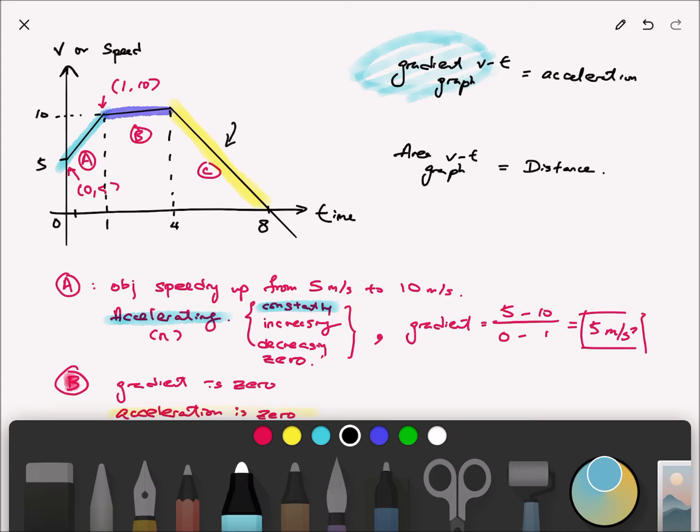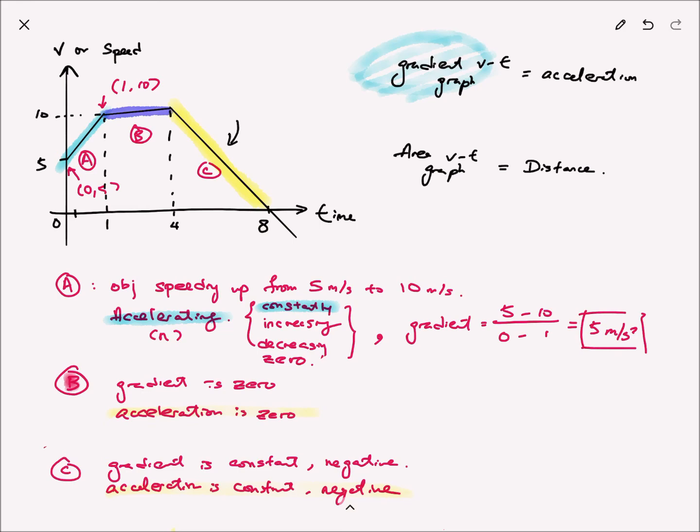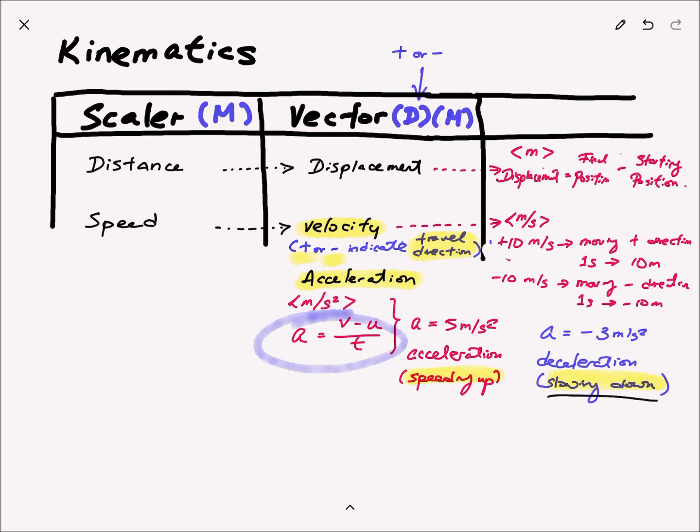A lot of you, when you look at a slope that is negative, may think that the object is returning to its original position. That is wrong. Throughout A, B, and C, the velocity is positive, and it means that throughout A, B, and C, it is still moving in the positive direction. So please do not confuse that, if the slope is going down, it means that it is returning to its original place. No. A negative gradient just means that the acceleration is negative, and negative acceleration, as you can see here, means that it is slowing down.